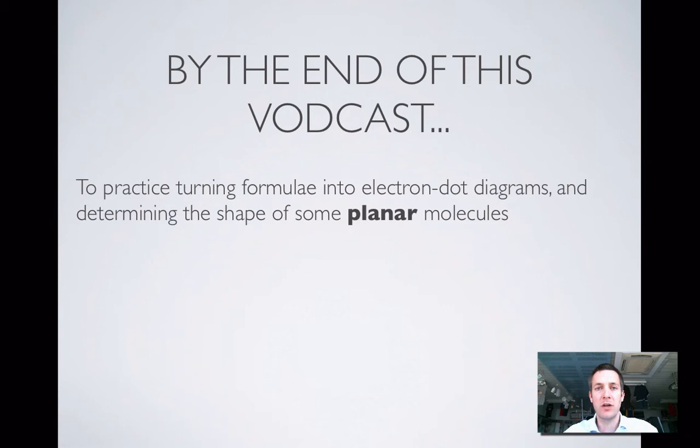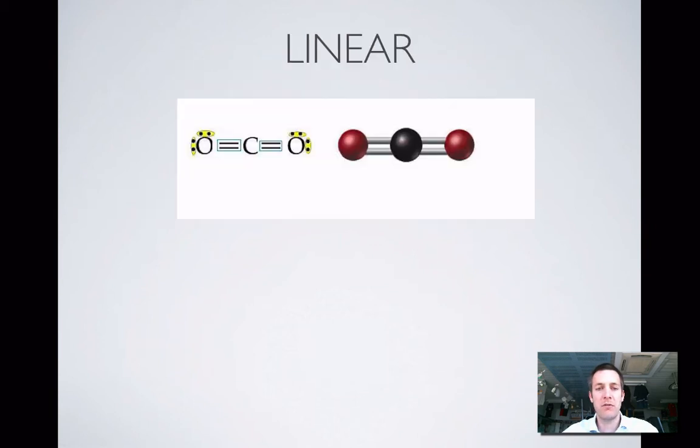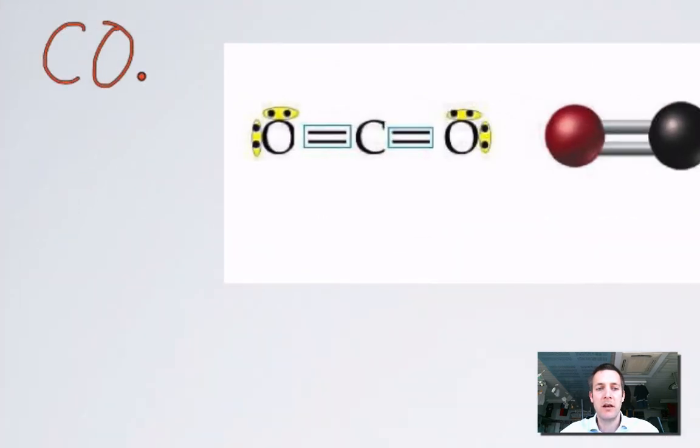Okay, so the point of this film is to try and turn some molecular formulae into electron dot diagrams, which hopefully we're getting quite good at by now, and to use these electron dot diagrams to help us determine the shape of some what are called planar molecules. So molecules where all the atoms lie in one plane, or in other words, can be accurately drawn in 2 dimensions.